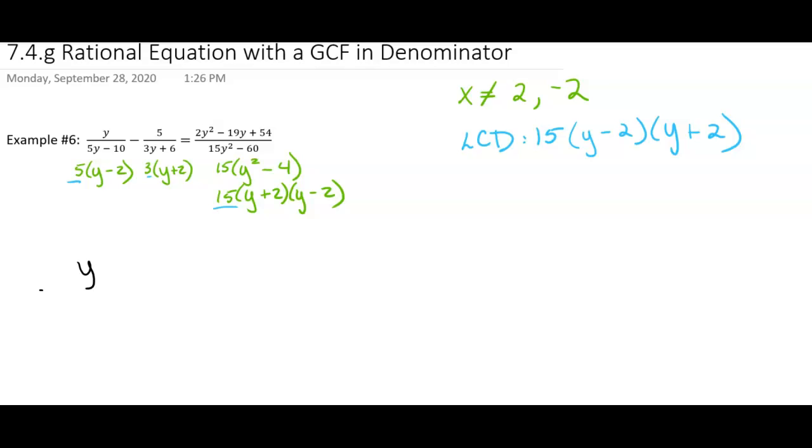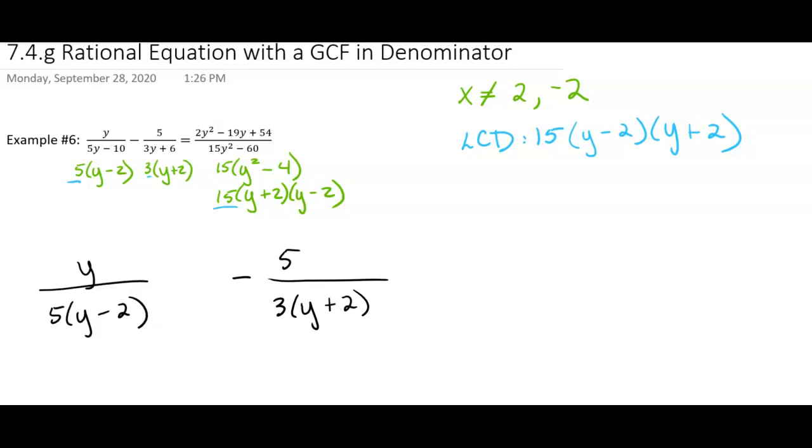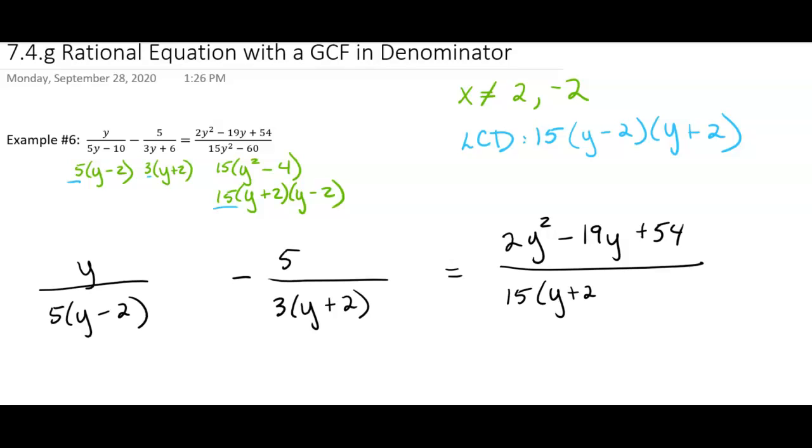Okay, now I'm going to recopy this problem. And when I recopy it, I use the factored denominators. That last numerator is kind of long. We'll have to see what happens with that. Okay, I don't know if I've got enough room. So now I'm going to multiply everything by the LCD. So I have a 15, I'll put times 15 (y minus 2)(y plus 2).